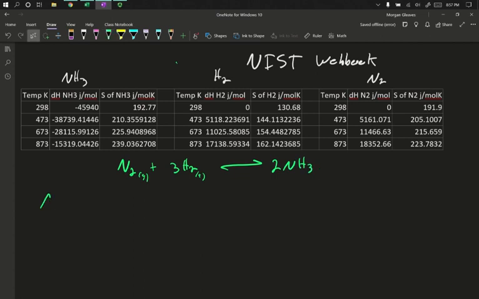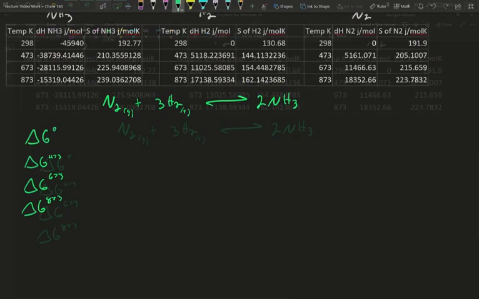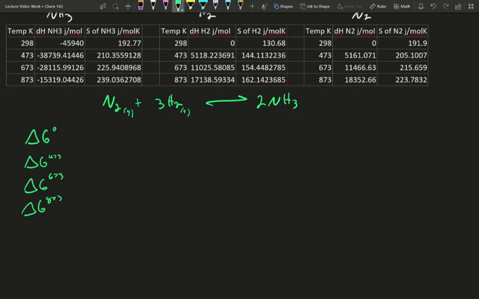We're going to solve the delta G at standard state. We're going to solve the delta G at 473, 673, and 873. To do it, I'm going to need some delta H and some delta S values. So first things first, let's solve some delta S and delta H values.